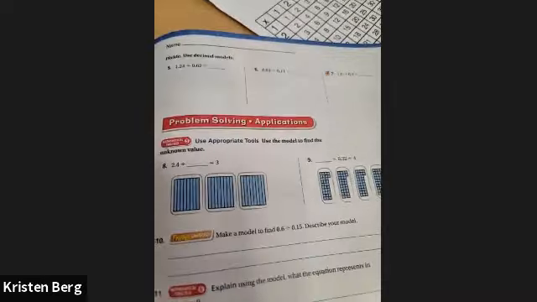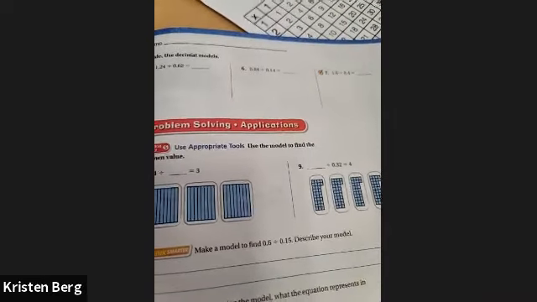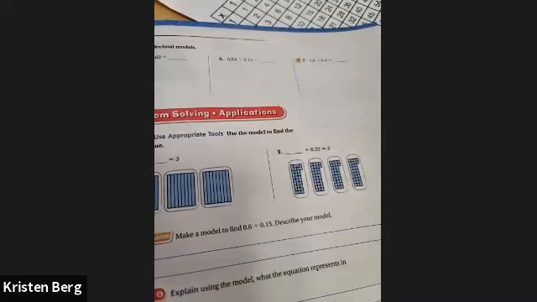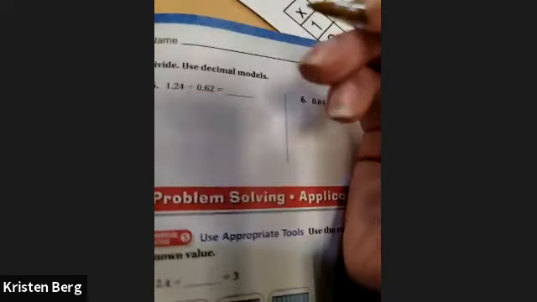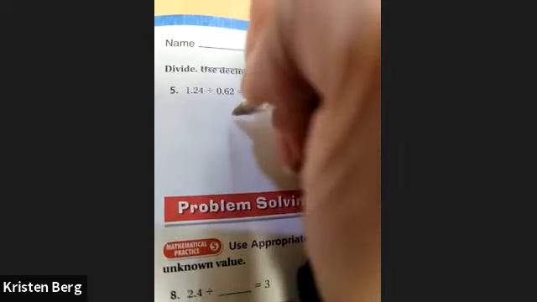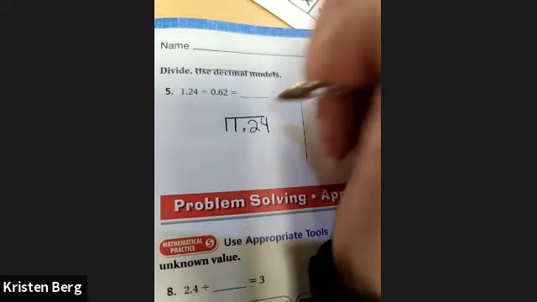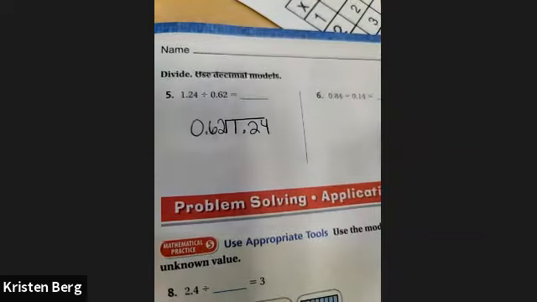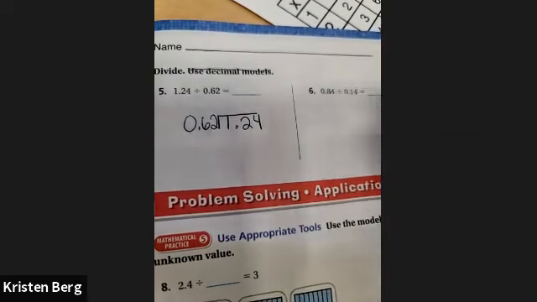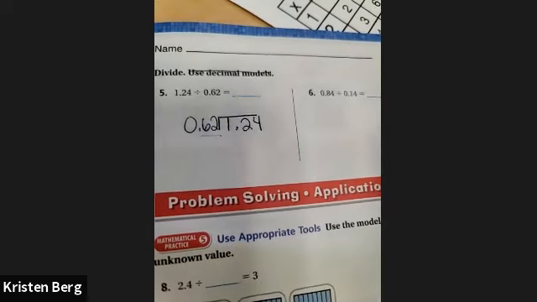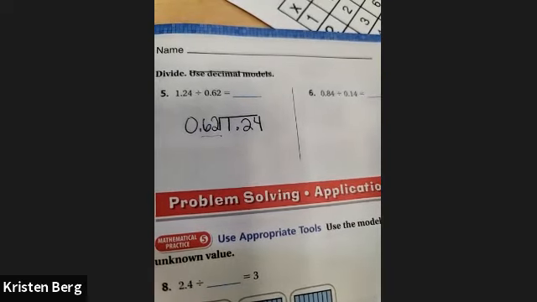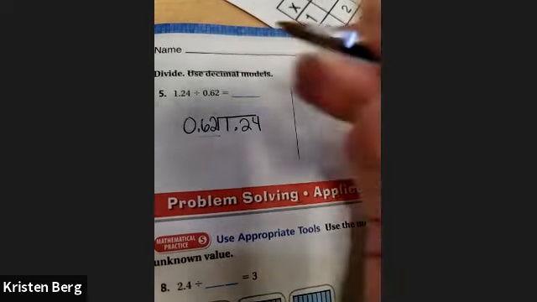All right, here is the next thing. The next thing is going ahead and dividing this. It says to use decimal models. You do not. You can just simply use your division. So it'd be 1.24 divided by 0.62. So the first thing that you should be doing is checking to see if the divisor is a whole number. It is not. So how many places would I need to move it so that it is a whole number so I could do this?